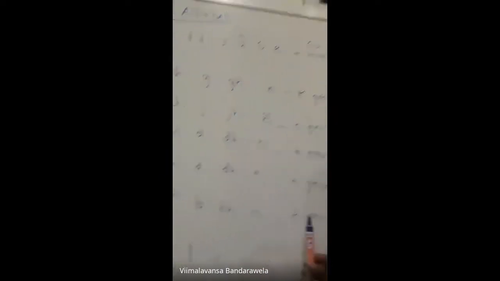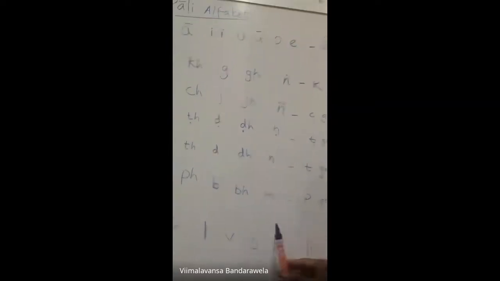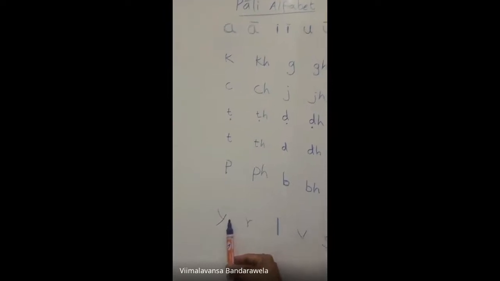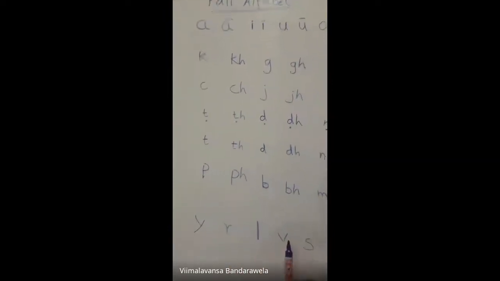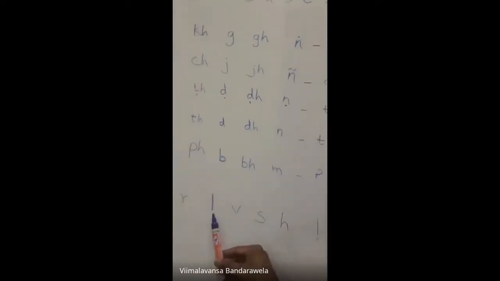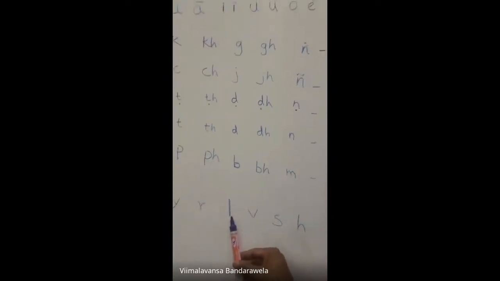Those are the groups. Then you have other consonants: Ya, Ra, La, Va, Sa, Ha, La. In Pali, you have two La, this simple La and this La with a dot under. And this is Ang, Niggahita. This is Ang.